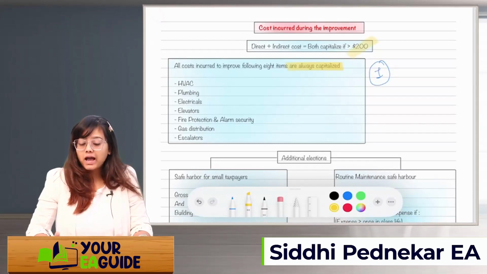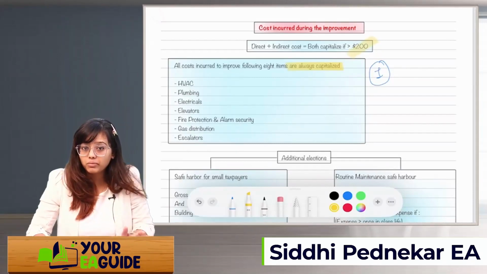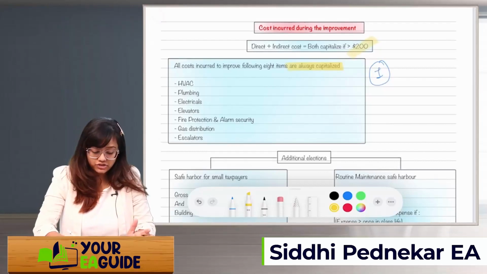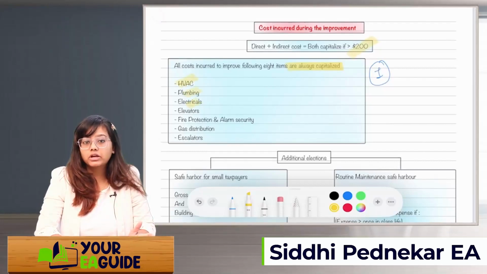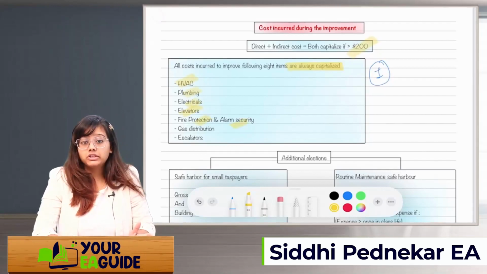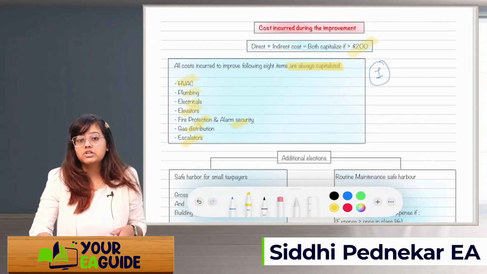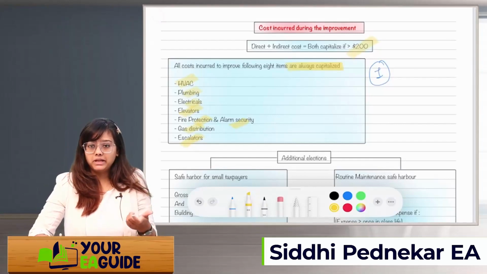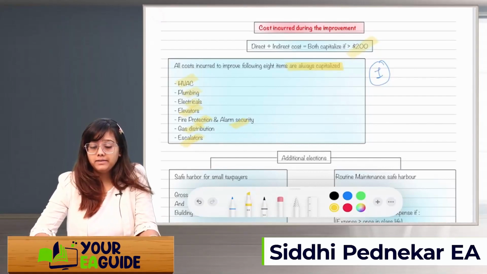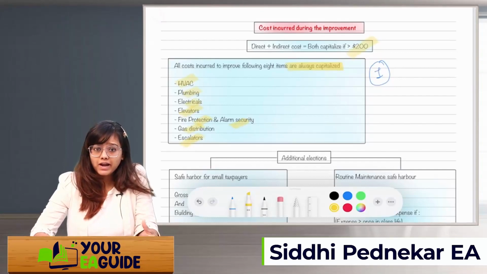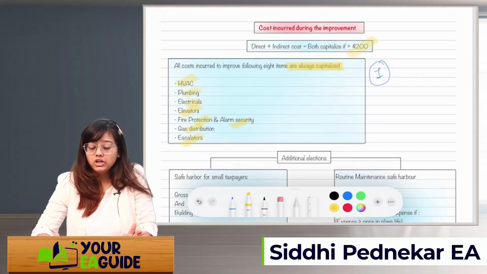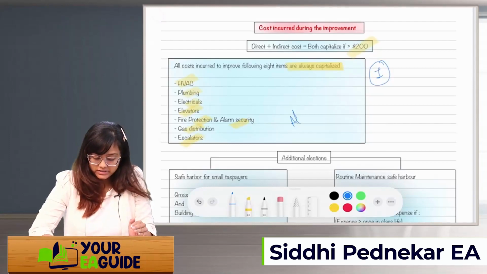If you have made improvements or added items such as HVAC, plumbing, electricals, elevators, fire protection and alarm securities, gas distribution and escalators, these, if added in your business property or in your rental property, whatever the amount, maybe it's $5 or maybe it's $200, 2000, 2 lakh, whatever amount it is, it will be capitalized always, always and always capitalized. Always capitalize. Remember this thing.